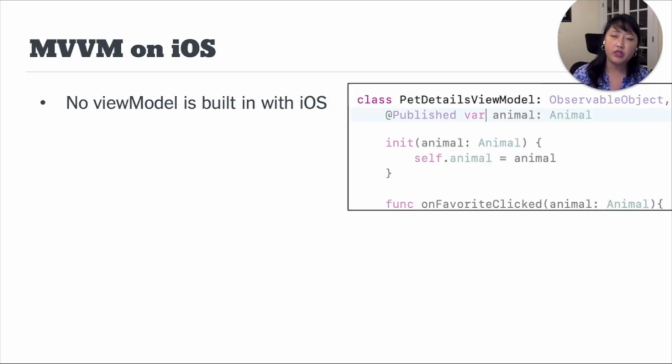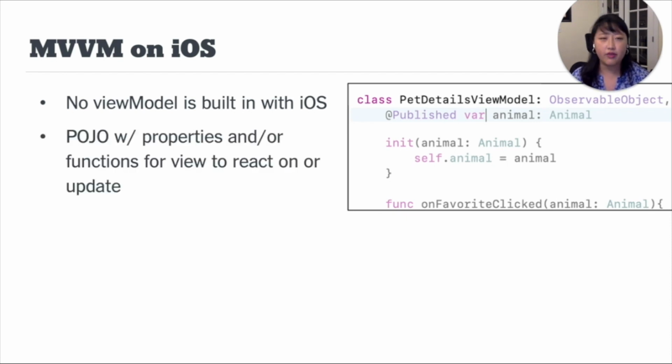Now, it's important to note for Android developers getting started developing for iOS that with view models in MVVM, there is no built-in view model class or type in iOS that controls lifecycle and all those niceties that Android has. Instead, if you see a view model in iOS, it's actually a regular class that an iOS developer has created that usually has some properties or functions for the view to react to or update.